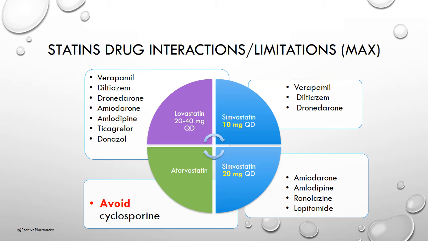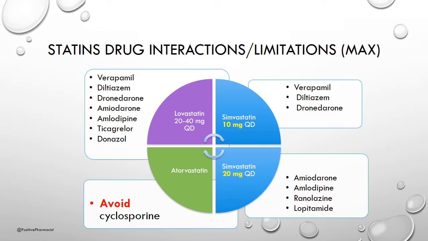When it comes to simvastatin, there are 2 different maximums for this drug, 10 milligrams a day and 20 milligrams a day, depending on which other drugs the patient is taking simultaneously. With the 10 milligrams per day, if the patient is also on verapamil, diltiazem, or dronedarone, we want to make sure we do not exceed 10 milligrams with the simvastatin. If the patient is on amiodarone, amlodipine, ranolazine, and lomitapide, we want to make sure we do not exceed 20 milligrams.